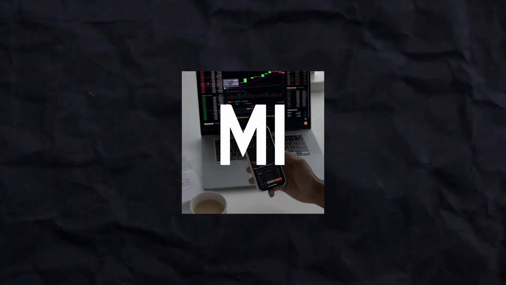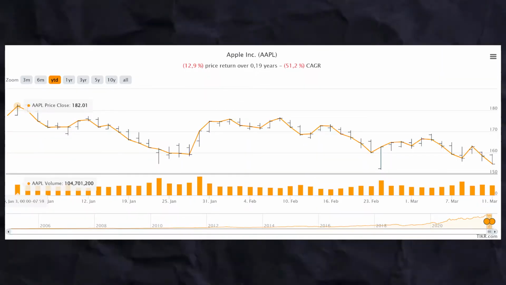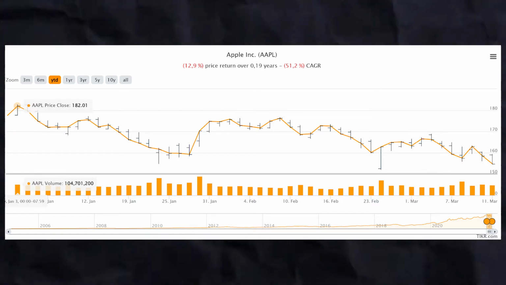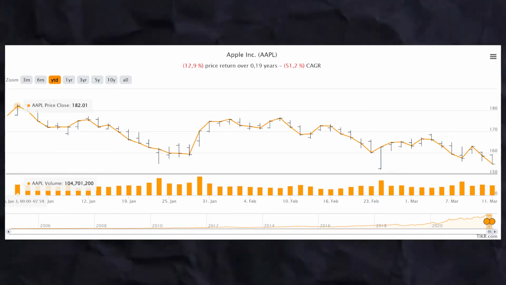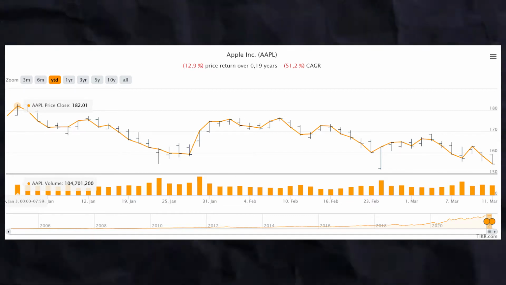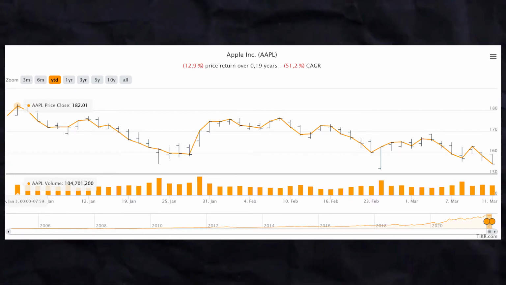Today I want to talk with you about Apple, ticker AAPL. Apple is down almost 13% year to date. So let's have a look at Apple, value the company and see what kind of investment returns we would be able to achieve if we were to invest right now.